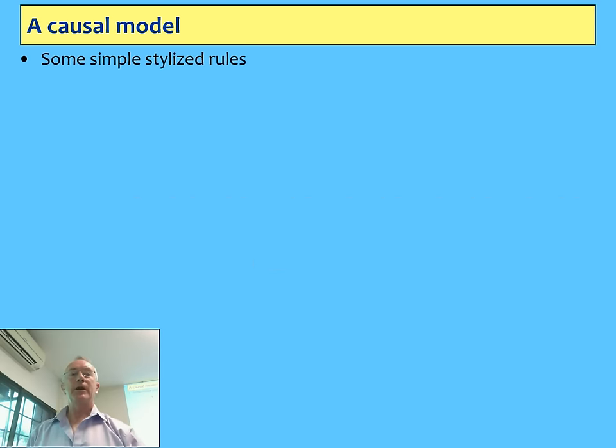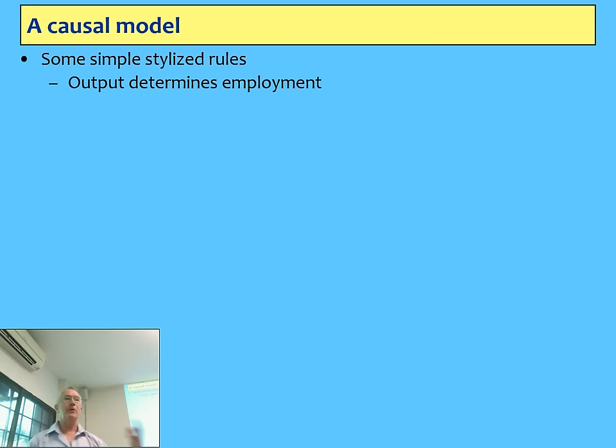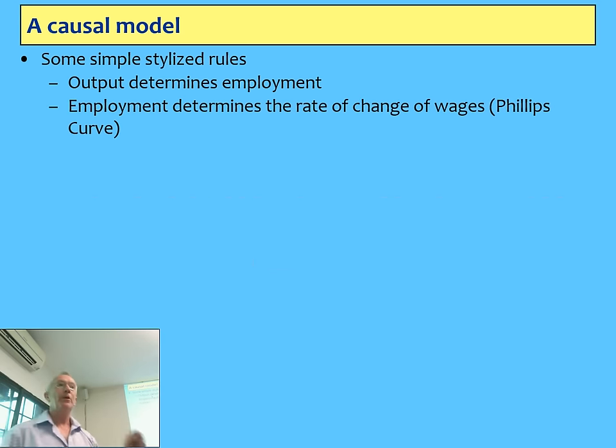So I want to take you through a way of applying that same sort of thinking to economics now and just see what happens if we take simple stylized rules about how the economy operates and put them together and see what we get. So output, the amount firms decided to produce a certain amount of output, and to produce that output they have to hire workers. Okay, so output, roughly speaking, determines how many workers you employ. Employment determines the rate of change of wages. You know this idea of the Phillips curve? You've done the Phillips curve?